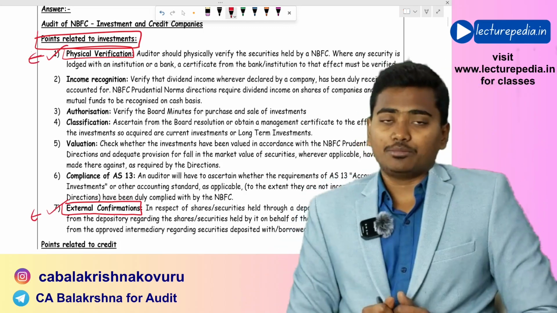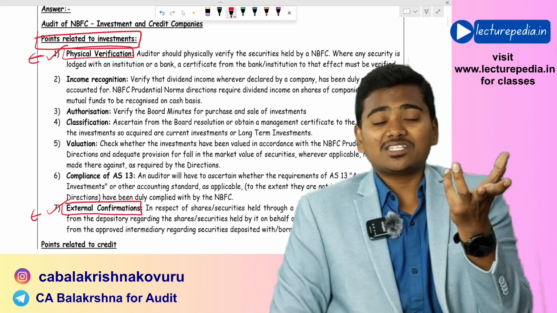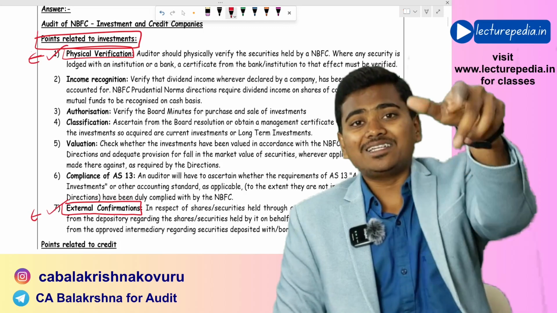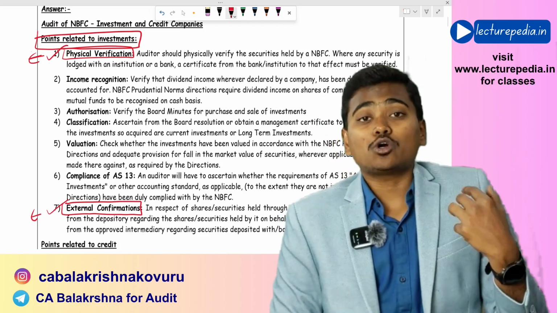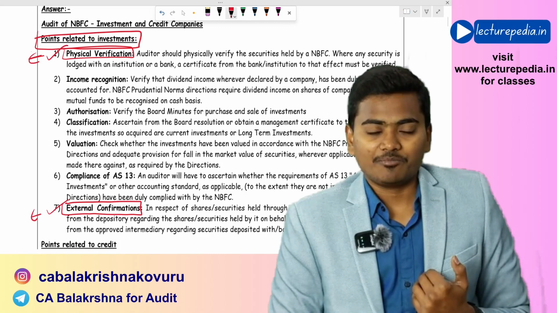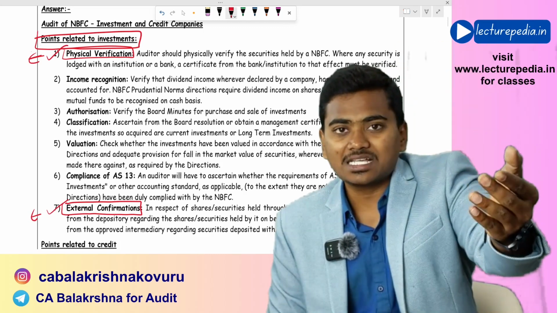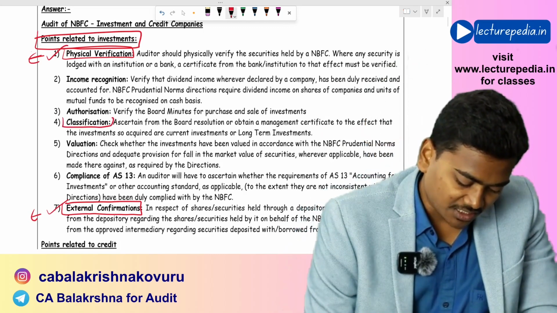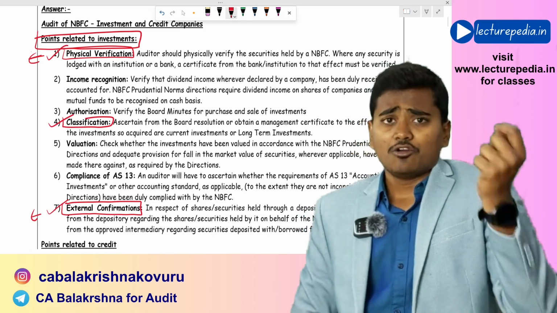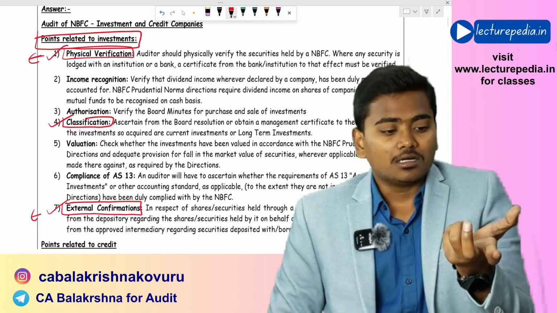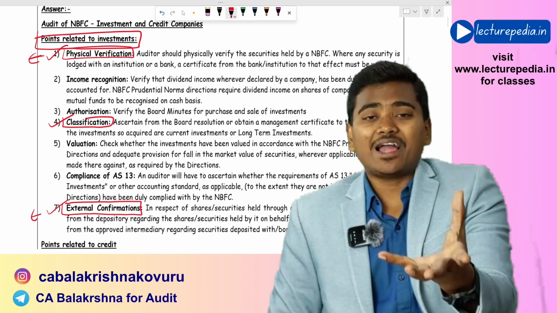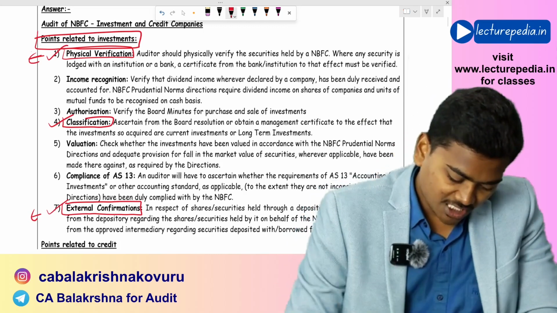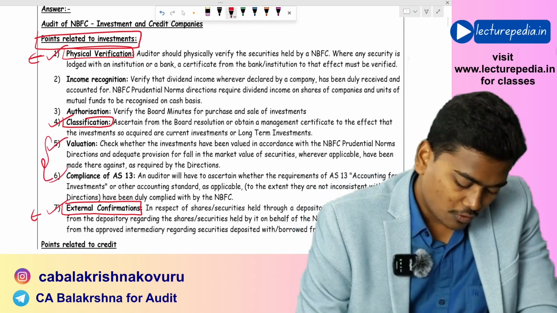Once existence is completed, classification, whether the investment is properly classified as current or non-current. For this, you need to verify the intention of management. So you need to obtain representation from the management, what is their intention, whether they are holding it as long term or short term, current or non-current. So classification. Next, valuation, whether these investments have been properly valued, whether Accounting Standard 13 has been complied with. These points you will check with respect to valuation.